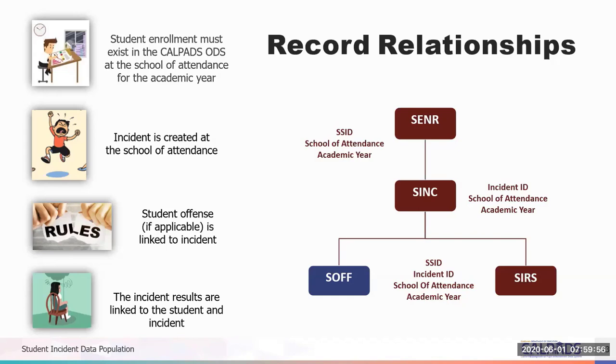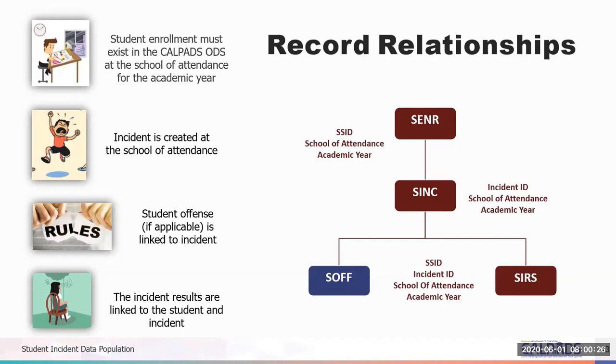And of course, to submit any student profile data, you must have the enrollment record that establishes ownership. That's a basic concept in CalPADS. If you do have ownership of the student's records, you can submit the SINC. The SINC must be submitted first, establishing the incident and the student involved in the incident. After submitting the SINC, you can submit the student results, the SIRS, or any student offenses, the SOF, as needed.